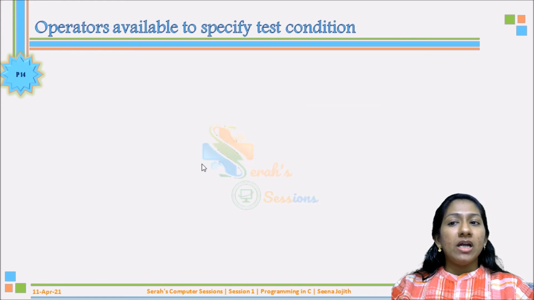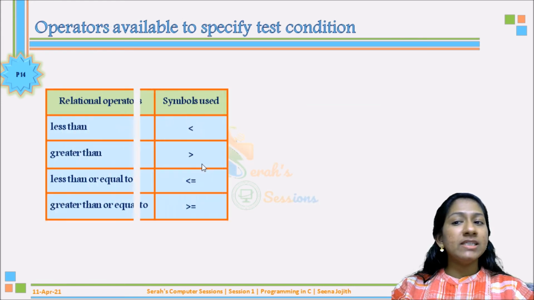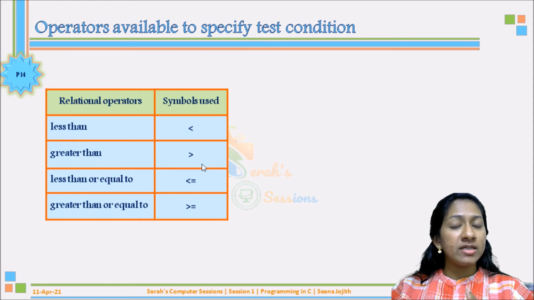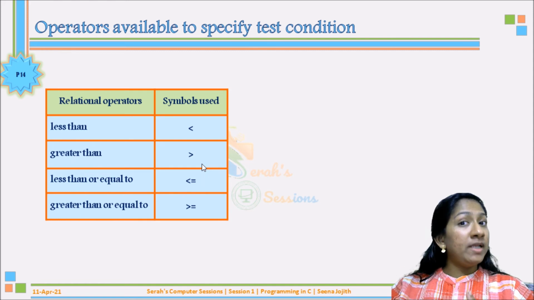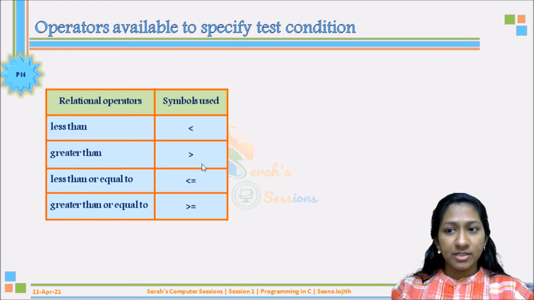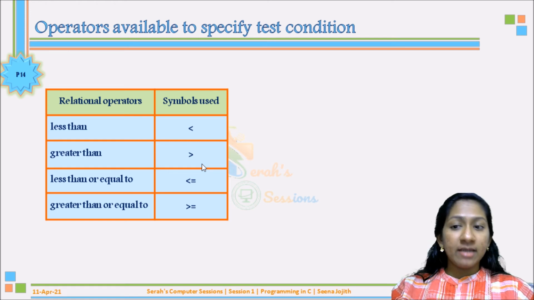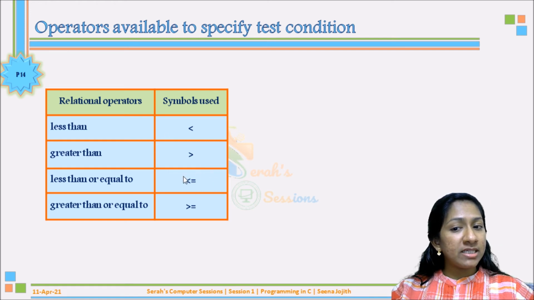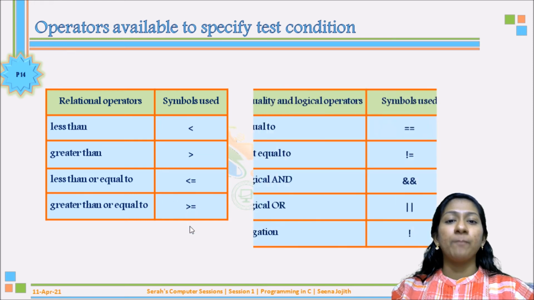Okay, so these are the relational operators that are available in C to specify test conditions. Less than, greater than, less than or equal to is represented like this. Less than, greater than or equal to is represented like this.